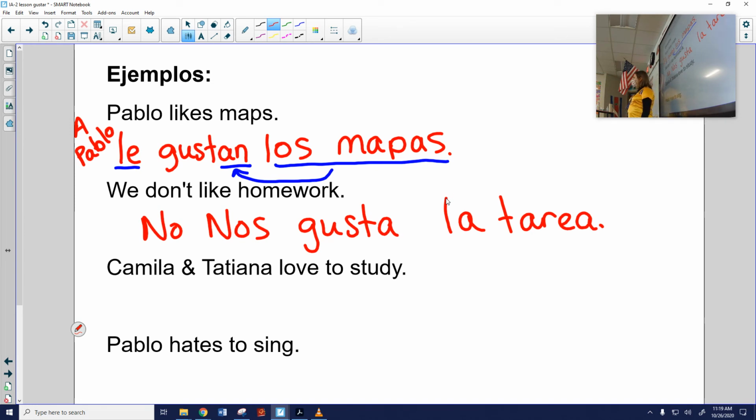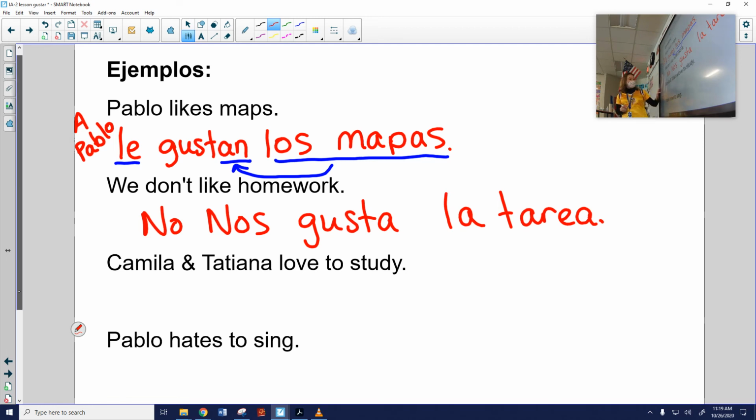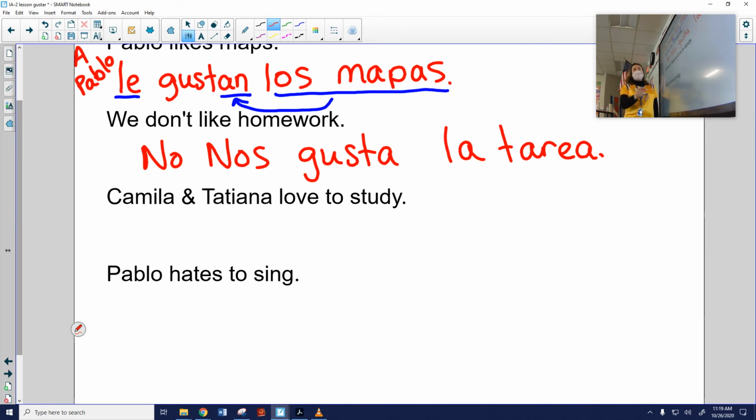Camila and Tatiana love to study. Encantar means to love, to enchant. It enchants me. I love it. So we're using encantar in the middle. They love. If they love to study, are we going to use encanta or encantan? Why do we use encanta? You're correct. Why? Study is a verb. If we're liking or loving or hating an activity, we use encanta, gusta, molesta.